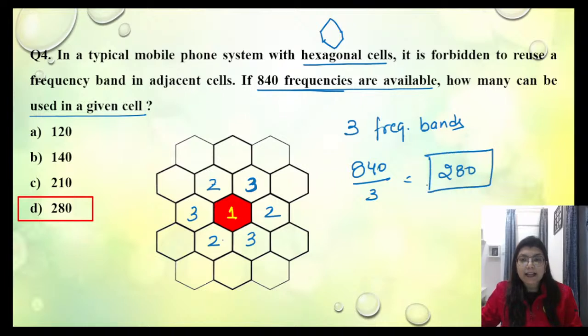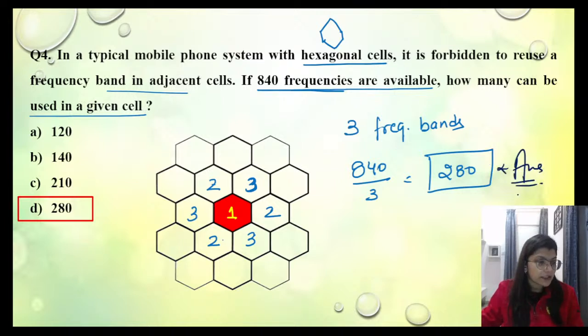So this means that in a given cell with 840 frequencies available to us, and with the condition that a frequency band cannot be used in adjacent cells, I'll be using 280 frequencies. So the correct answer is option number D, that is 280. Correct? Got everyone? Is it clear? Yeah, 840 divided by 3. This is how you will get your frequencies.